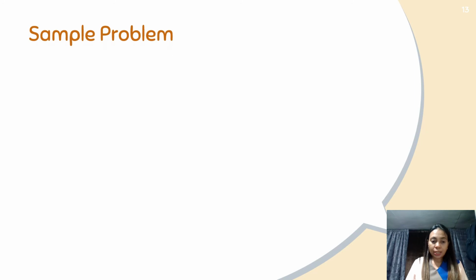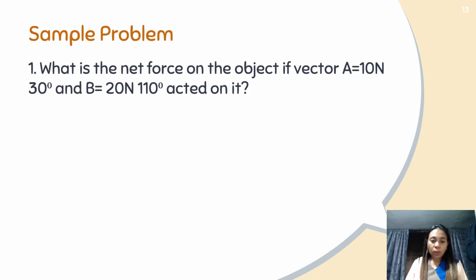So let us have this sample problem. What is the net force on the object if vector A is 10 newtons, 30 degrees, and vector B is 20 newtons, 110 degrees acted on it? So let us identify our vectors, here we have vector A and vector B.